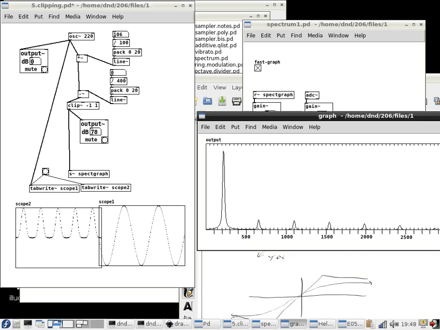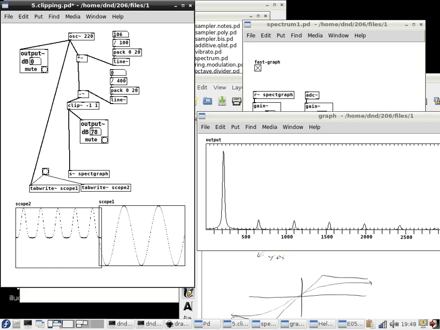So now I'm just clipping a little bit. Can't even hear it clipping yet. Oh yeah, there it is. And what I got is everybody's in there. Oh, actually not everybody. All the odd harmonics are in there, because this is an odd function and I'm putting an oscillator in.